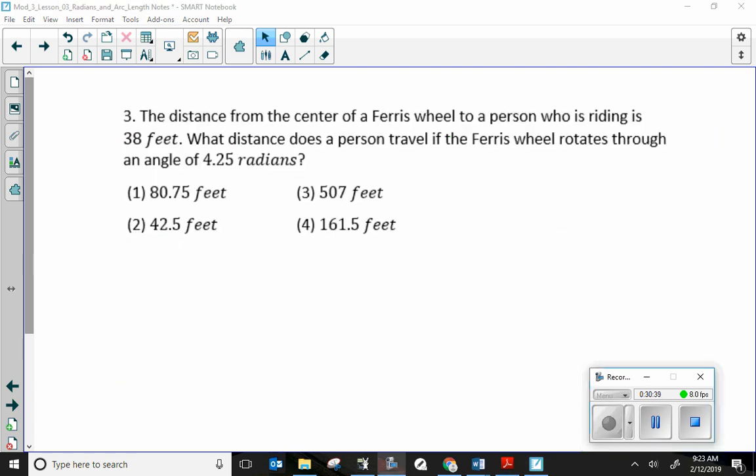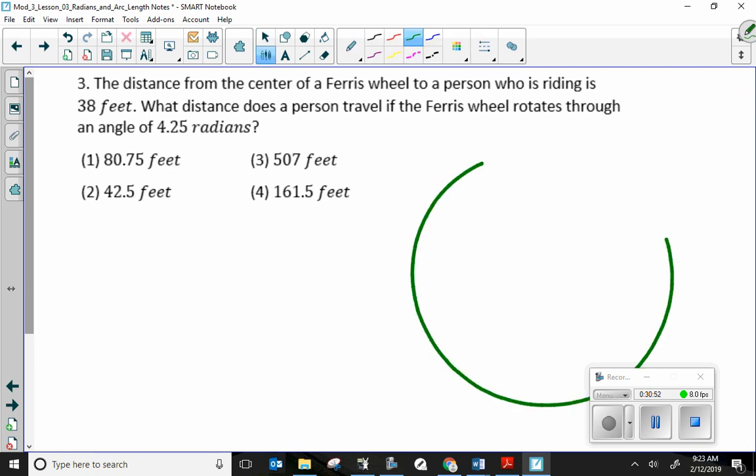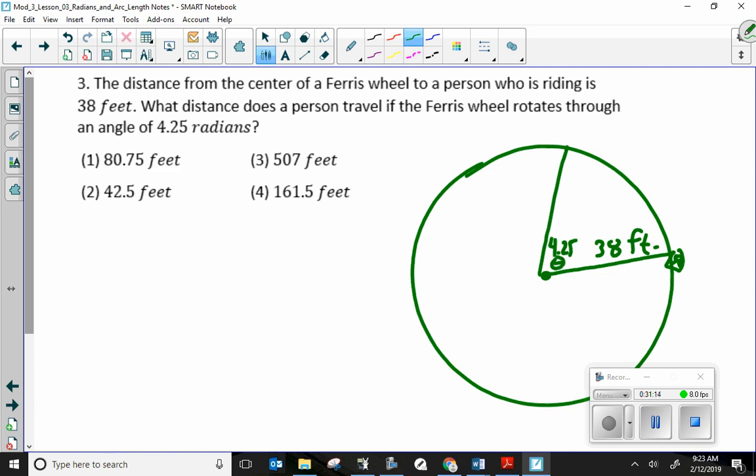3, and I hope you pause these videos to see if you can do these on your own. If you haven't, try and do 3 and 4 on your own. And I like really drawing things. Okay, number 3. The distance from the center of a Ferris wheel to a person who is riding is 38 feet. Okay, that's your radius. What distance does a person travel if the Ferris wheel rotates through 4.25 radians? 4.25 is my radians. What distance does he travel? We are finding the S.